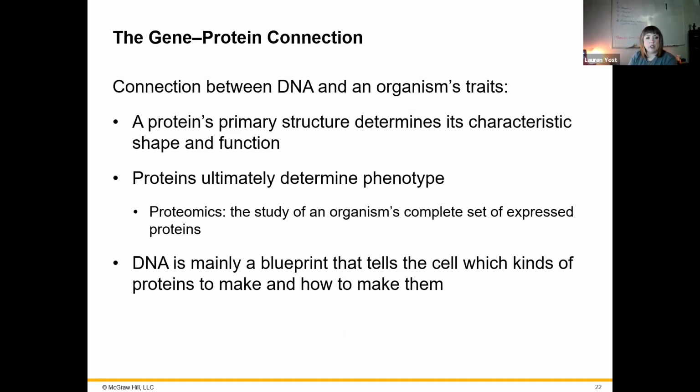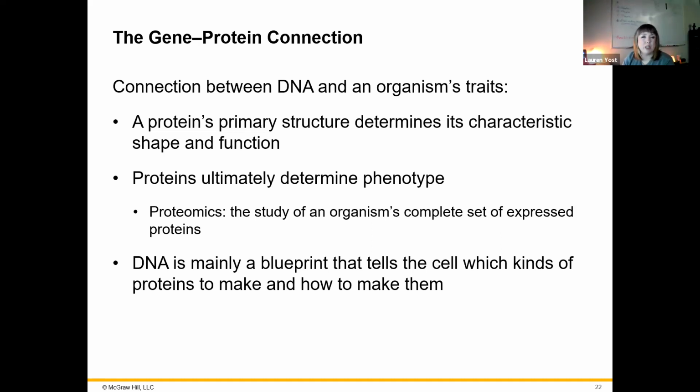So the connection between DNA and the organism's traits is the primary structure of that protein. We talked about this whenever we were talking about chemistry: primary structure is the amino acid sequence. That's going to determine the shape and the function of that protein. How do those amino acids interact with one another or across the way from the other guy or whatever it is?